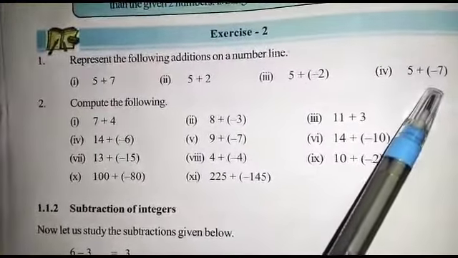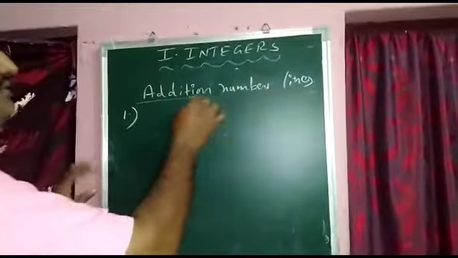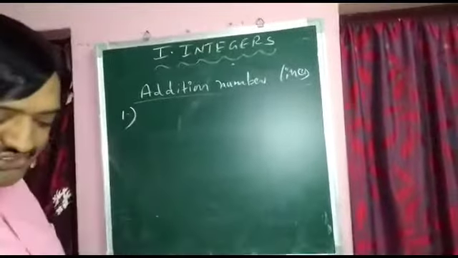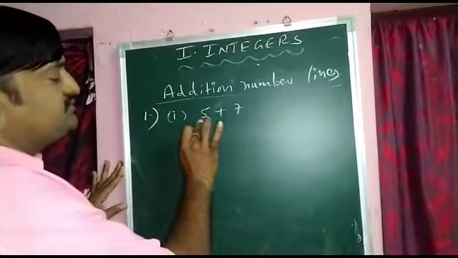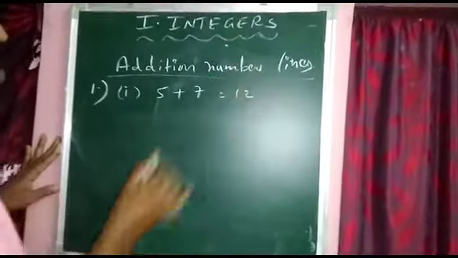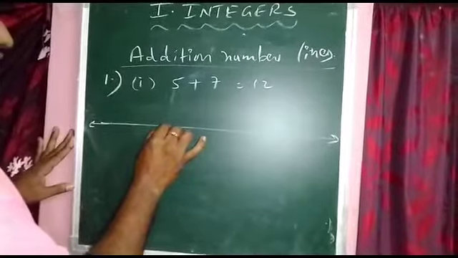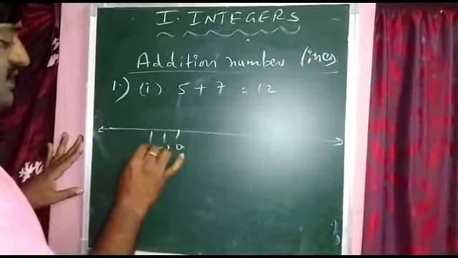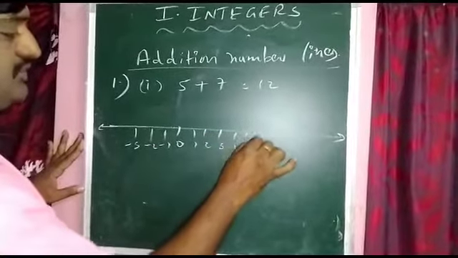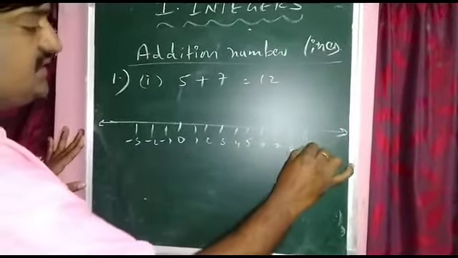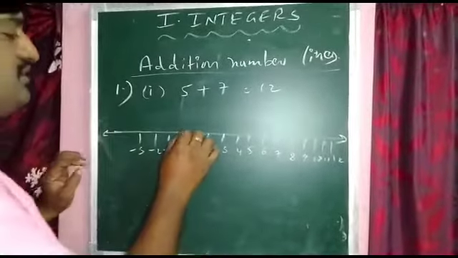Now we will see this on the board with a number line. How to draw it? See here, first question. We already have two positive integers. 5 is a positive integer, and so is 7. When you add, the sum is 12. Just draw a number line. Keep the 0, minus 1, minus 2, minus 3, then 1, 2, 3, 4, 5, 6, 7, 8, 9, 10, 11, 12.